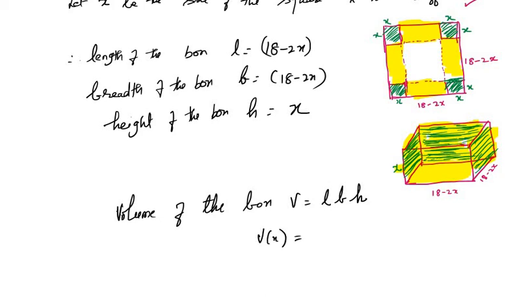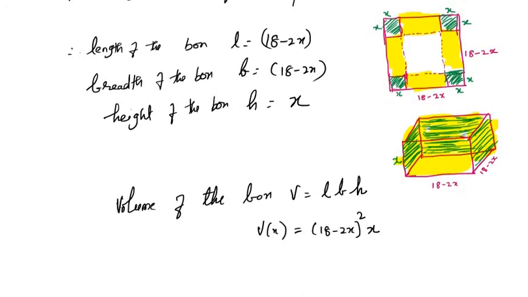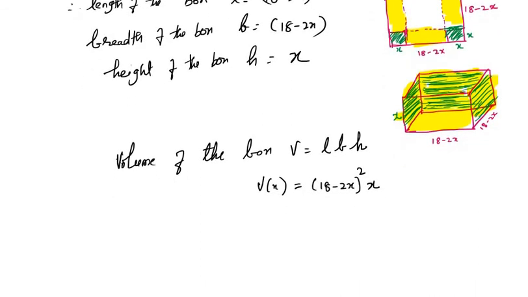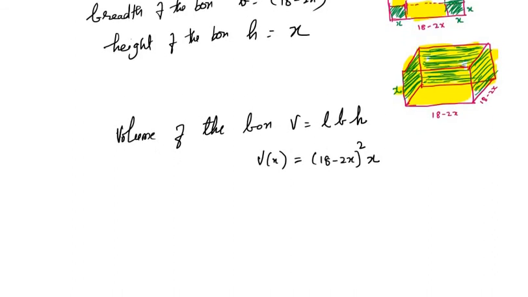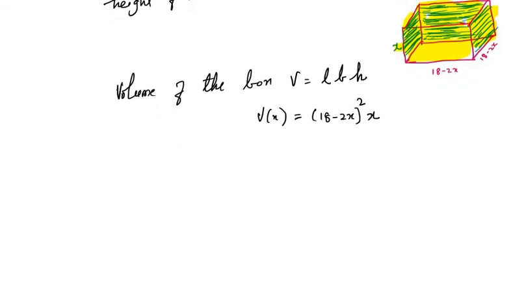I can write V of x, or just write V, nothing wrong here. V of x is equal to length 18 minus 2x the whole square, that is, L is also 18 minus 2x, breadth is also 18 minus 2x, this whole square into x. Therefore, I got V of x completely in terms of one variable. That is the first 2 steps over. The function to be maximized should be written in terms of one variable. Here already it is in terms of one variable only. Therefore, no problem. Now we'll go forward.